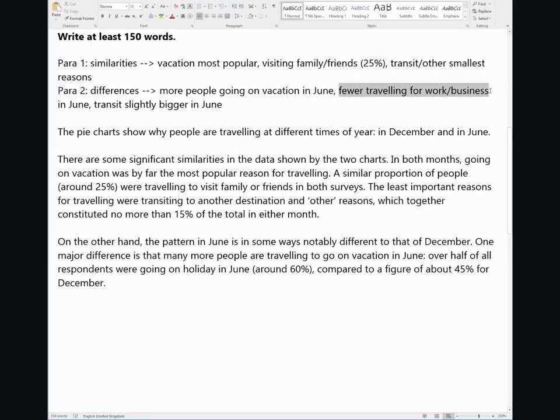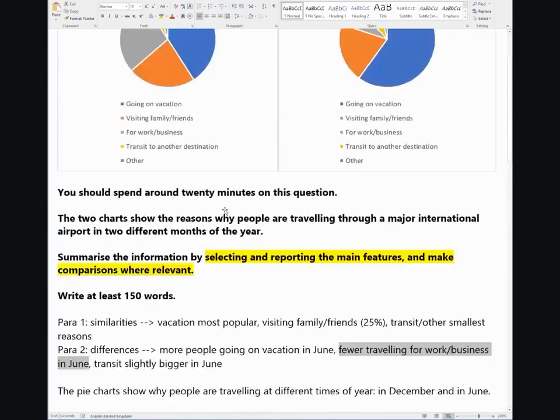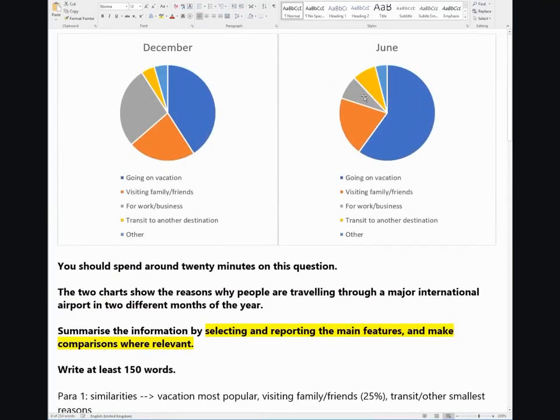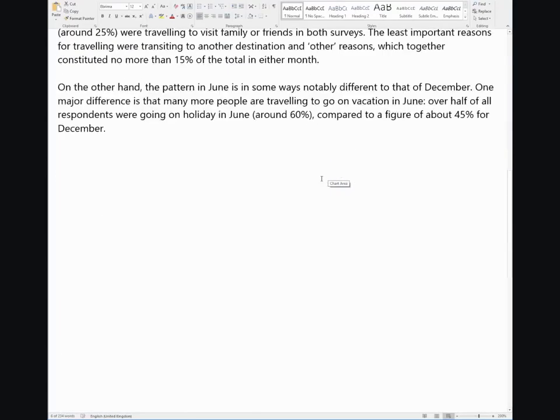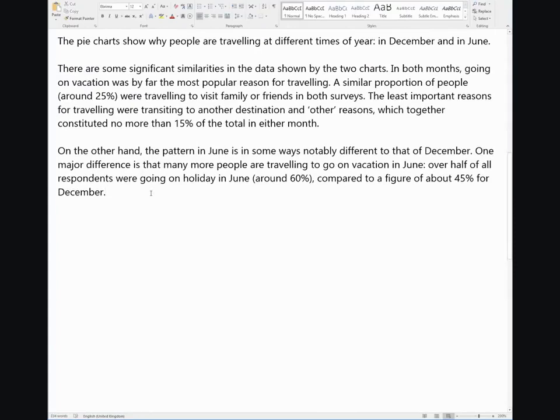All right, traveling for work or business. Many fewer people are traveling for work or business. So yeah, that's probably the biggest difference. It's like a quarter in December versus maybe 10% in June. So I've got to mention that.